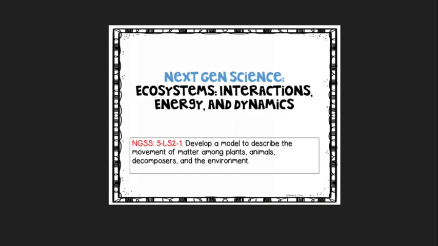This is Mrs. Kernu. I just want to go over some of your vocabulary that you're going to need for our next science unit. So, we're going to learn ecosystems, interactions, energy, and dynamics. We're going to look at how living things and non living things work together in an ecosystem. So, what we're going to do is describe the movement of matter among plants, animals, decomposers, and the environment. So, let's get started with learning our vocabulary so that we know how to talk about what we're learning.